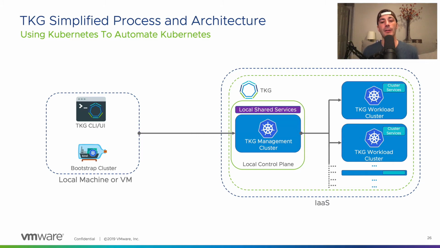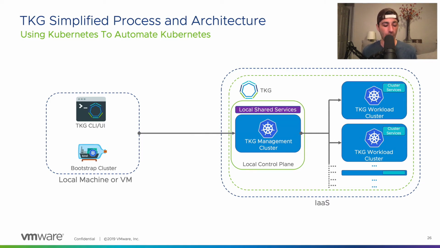It's going to talk to vCenter, and then it's going to create a management cluster. Now, as you can see, there are a few different boxes on the right-hand side here. The blue dotted line is supposed to represent my IaaS. The green dotted line is what's represented as just TKG. The solid green line says local control plane.